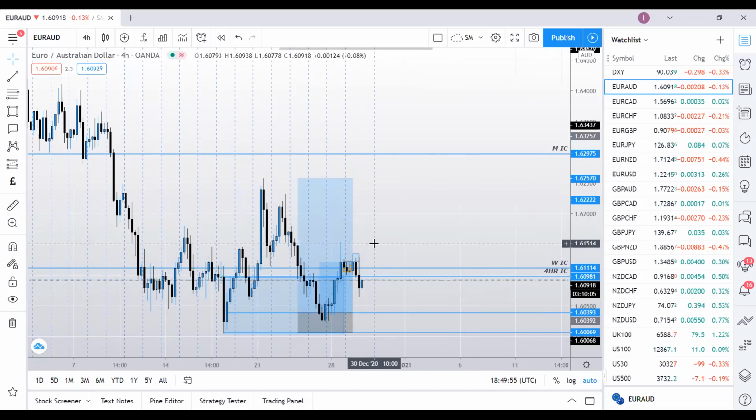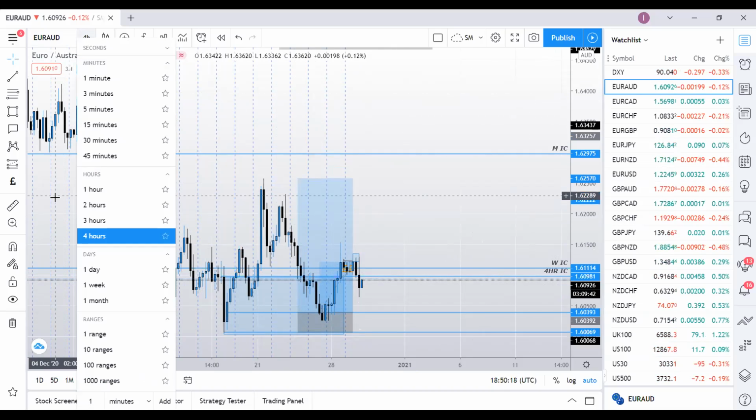So at this point, we don't need to be going down to the 15-minute, do we? The only reason you would go to the 15-minute chart is this: the 4-hour, this is the 4-hour institutional candle here for this trade. We want to go into a lower time frame because we want to identify the institutional candle that wasn't mitigated into.